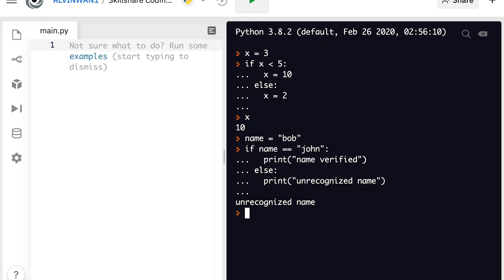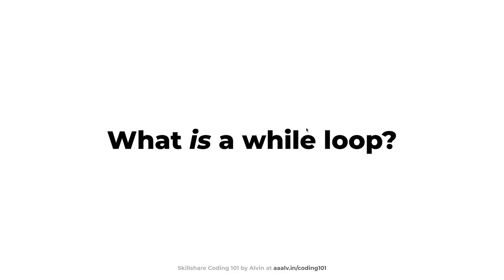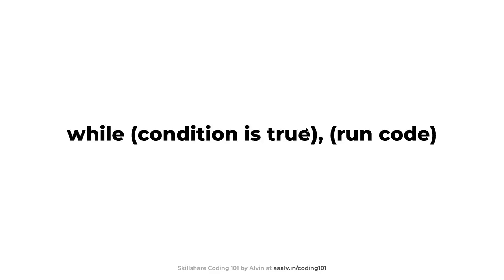Let's now see what a while loop is. What is a while loop? A while loop iterates over a piece of code multiple times. It continues to iterate indefinitely while the condition is true. In other words, while some condition is true, keep running code over and over again.